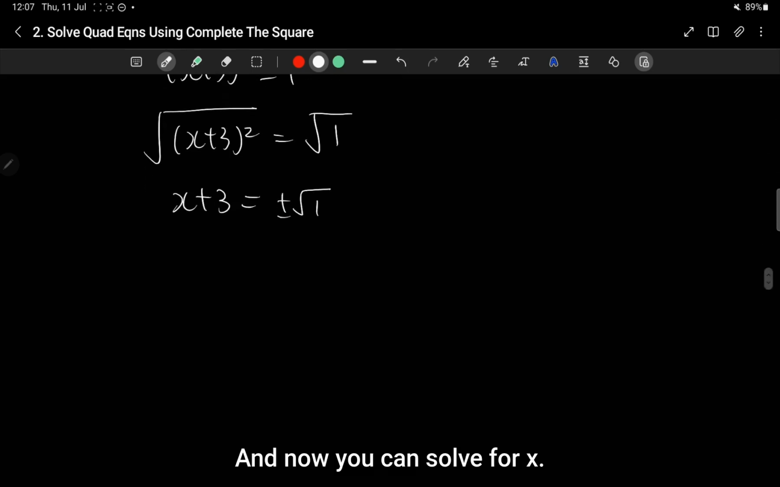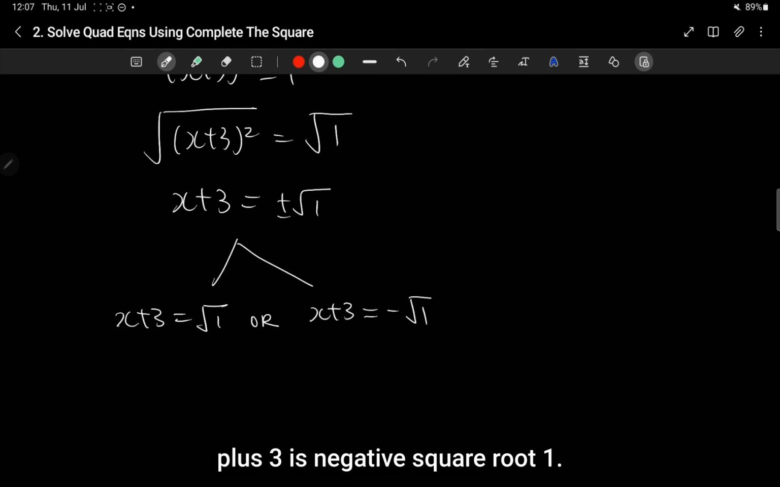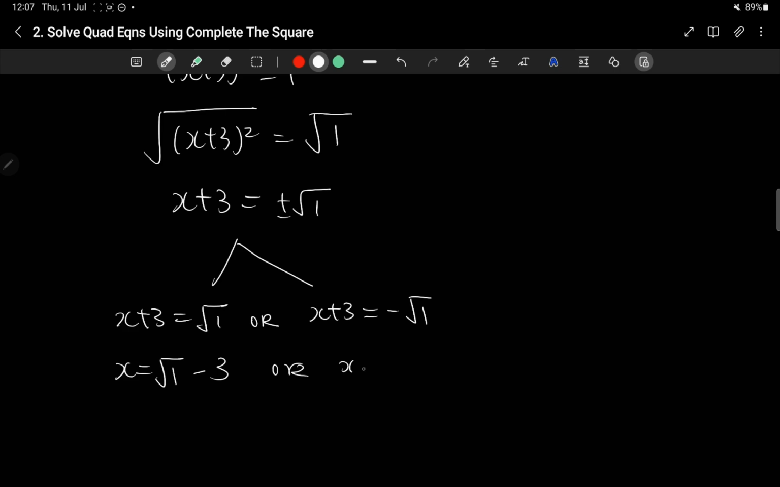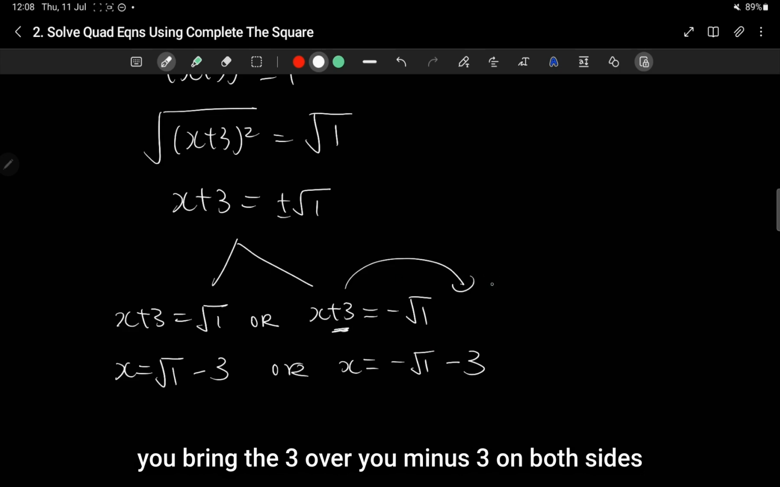And now you can solve for x. So you will have two values of x. x plus 3 is square root 1, or x plus 3 is negative square root 1. And therefore, x is square root 1 minus 3, or x is negative square root 1 minus 3. It's because you bring the 3 over, you minus 3 on both sides.